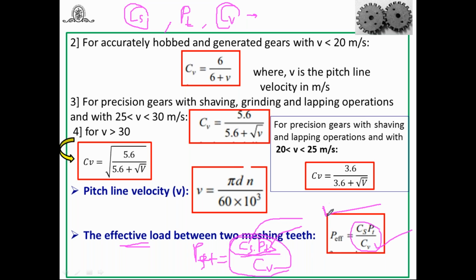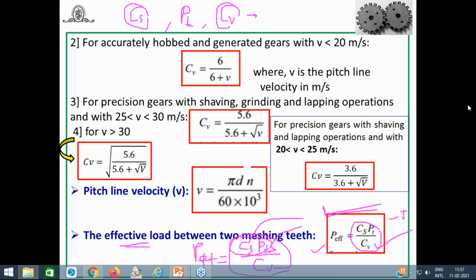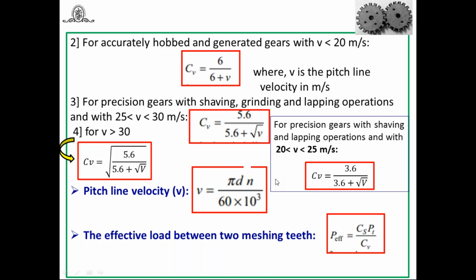Try to understand. The P effective, or effective load between two meshing teeth, is calculated for preliminary stages of gear design by using velocity factor. P effective is equal to CS into PT upon CV. You have to use this relation. So you can note down this P effective for the first method, velocity factor or preliminary stages of gear design. And this CV takes care of dynamic load. Remember, it takes care of dynamic load.